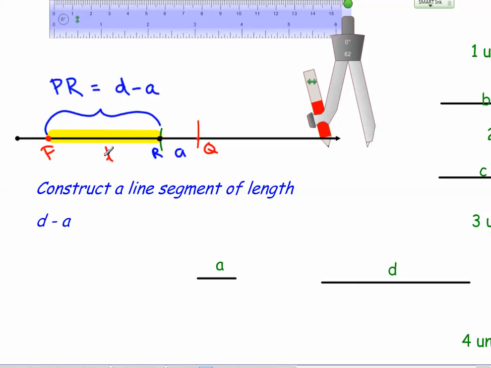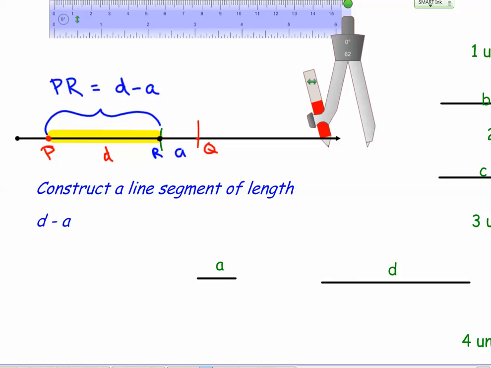So here's D again. Kind of took some of that out, and this was my P. So the highlighted part, PR, is equal to D minus A. D was all of PQ, A is RQ. We took that out, so all we're left with is length of P to R, which is equal to D minus A. This is the algebraic representation of this length using variables, and this is our geometric distance from P to R.